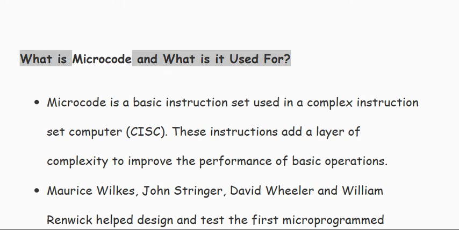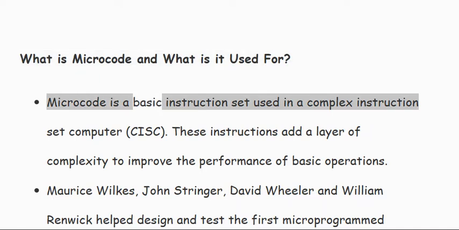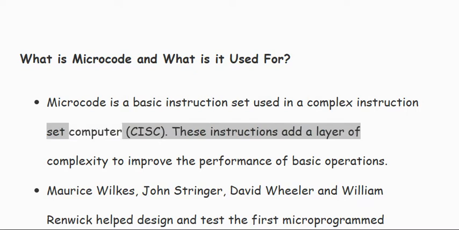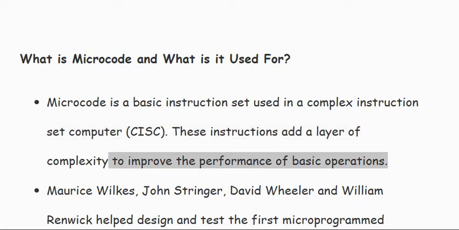What is microcode and what is it used for? Microcode is a basic instruction set used in a complex instruction set computer (CISC). These instructions add a layer of complexity to improve the performance of basic operations.